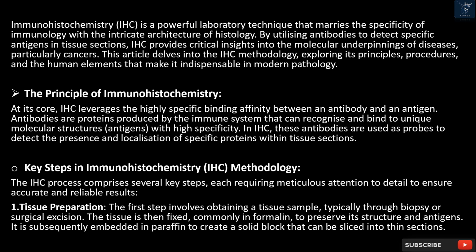The IHC process comprises several key steps, each requiring meticulous attention to detail to ensure accurate and reliable results. Tissue preparation. The first step involves obtaining a tissue sample, typically through biopsy or surgical excision. The tissue is then fixed, commonly in formalin, to preserve its structure and antigens. It is subsequently embedded in paraffin to create a solid block that can be sliced into thin sections.